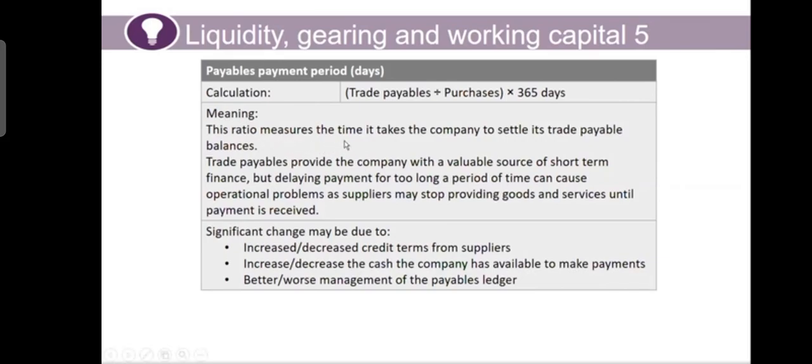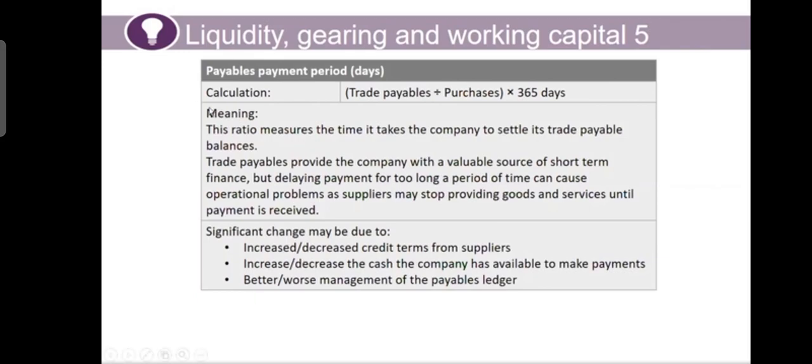So this ratio means the time it takes the company to settle its trade payables balances. Trade payables provide the company with a valuable source of short-term finance, but delaying payment for too long a period of time can cause operational problems as suppliers may stop providing goods and services until payment is received. So there's a possibility of a bad relationship or a bad reputation with your suppliers. And why does it happen? It happens because either there is a change in the supplier credit terms, or maybe an increase or decrease in the cash the company has available to make payment. Maybe you don't have sufficient cash, or maybe bad management of your payable ledger.